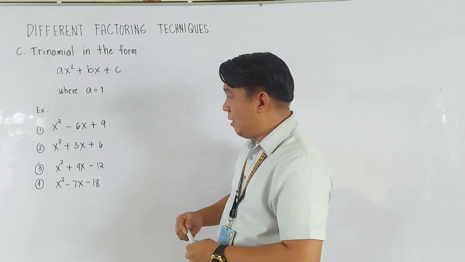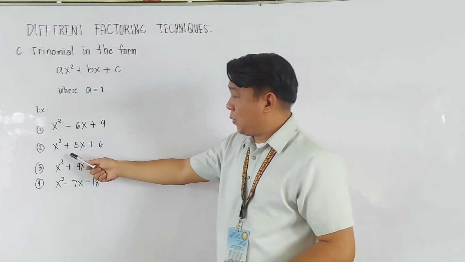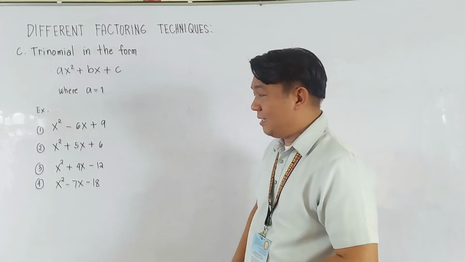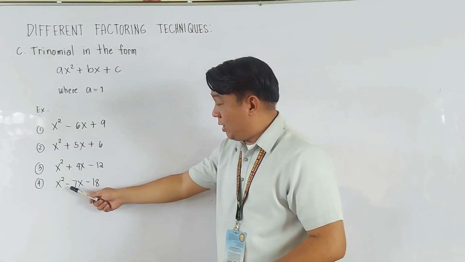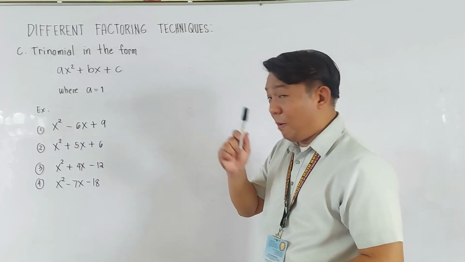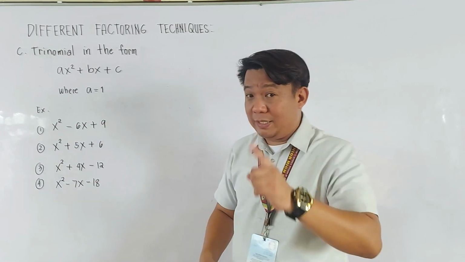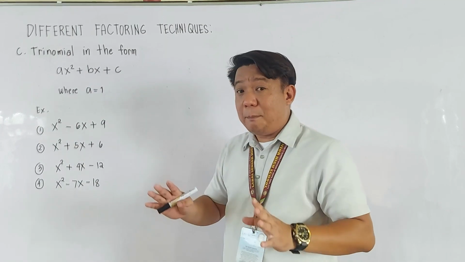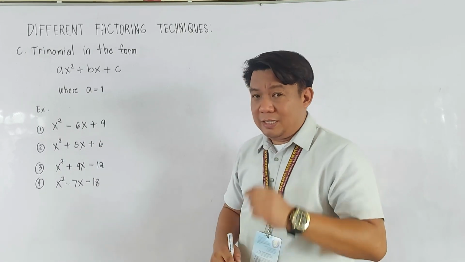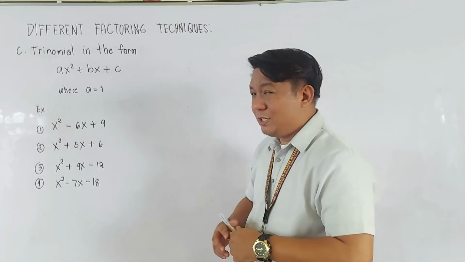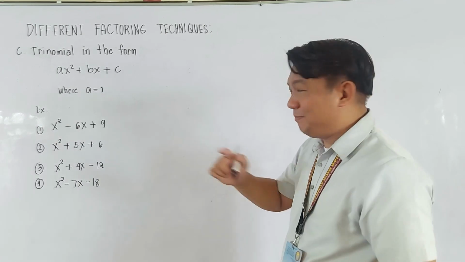We have 4 examples here. X squared minus 6x plus 9. X squared plus 5x plus 6. X squared plus 4x minus 12. And x squared minus 7x minus 18. At kung mapapansin niyo, ang lahat ng numerical coefficient ng first term ay 1. So, if you are not seeing any number sa first term, it doesn't mean na wala siyang numerical coefficient. Meron yon, that is 1, at hindi na lang isinusulat. So, pakita natin yung technique kung paano kuhanin yung mga factors ng mga ito.